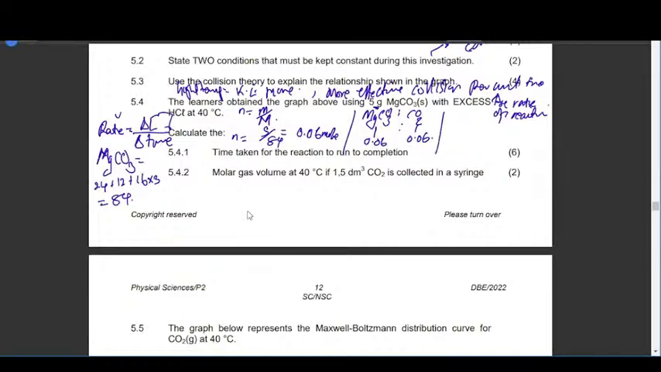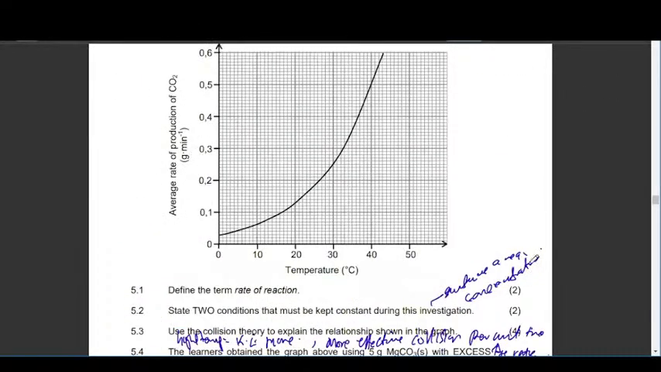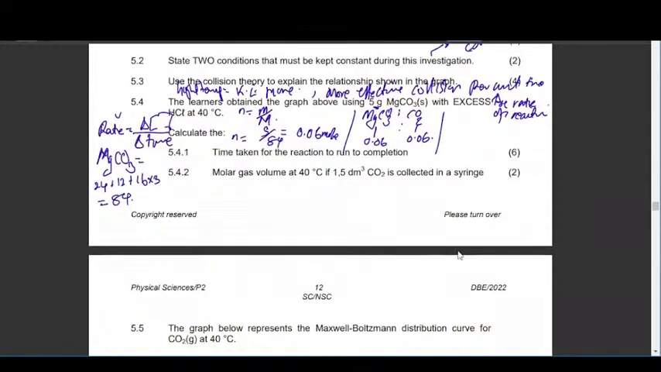So now, because the graph is giving us the mass, in grams, I have to change this moles into mass of carbon dioxide. Therefore, I'm going to use the same formula again. Number of moles is equal to mass over molar mass, whereby the number of moles I have for carbon dioxide. 0.06 is equal to mass, of which the mass I don't know, I'm looking for.